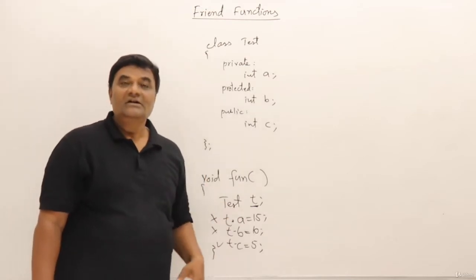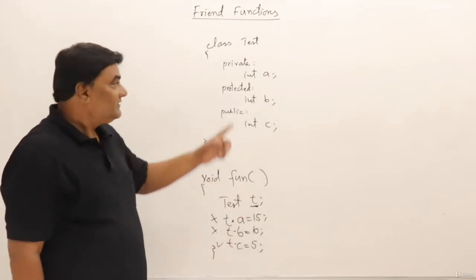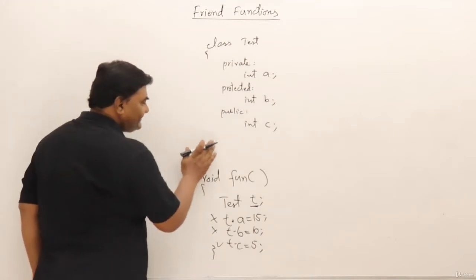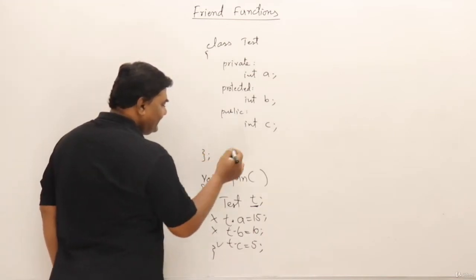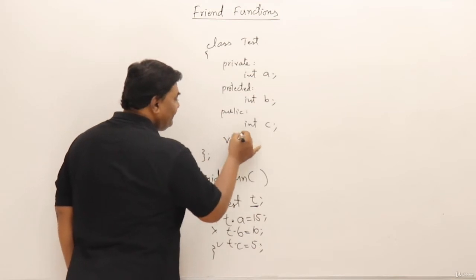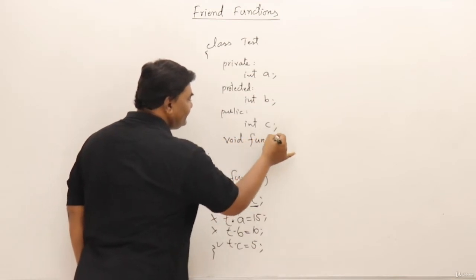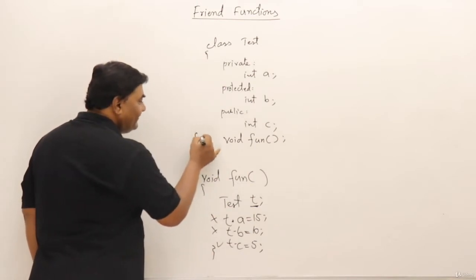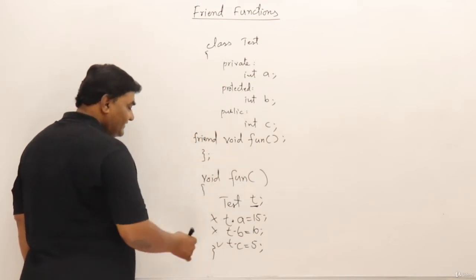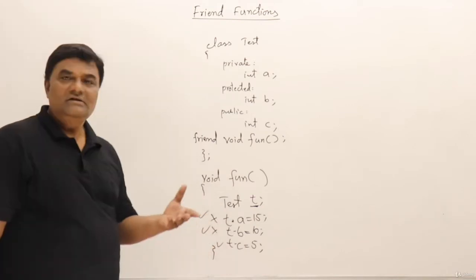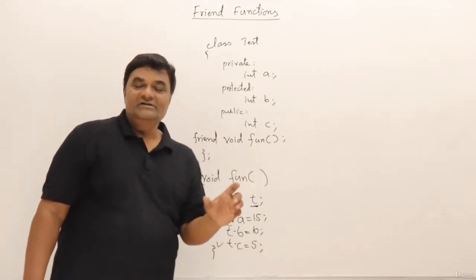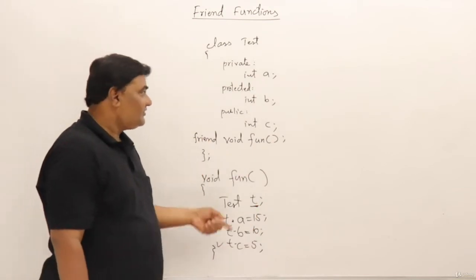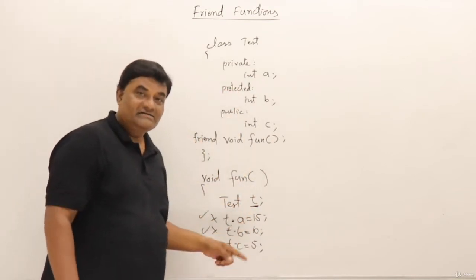Allow this function. So allow this means who should allow? The class should allow it. So how can a class allow it? Look at this. A class should have a declaration: void function, this function, the one which is outside. Though it doesn't belong to us, it is our friend. That's it. Now this is also allowed.